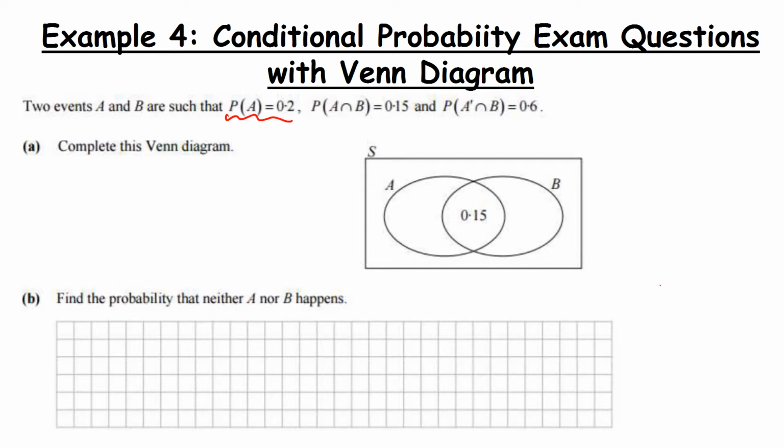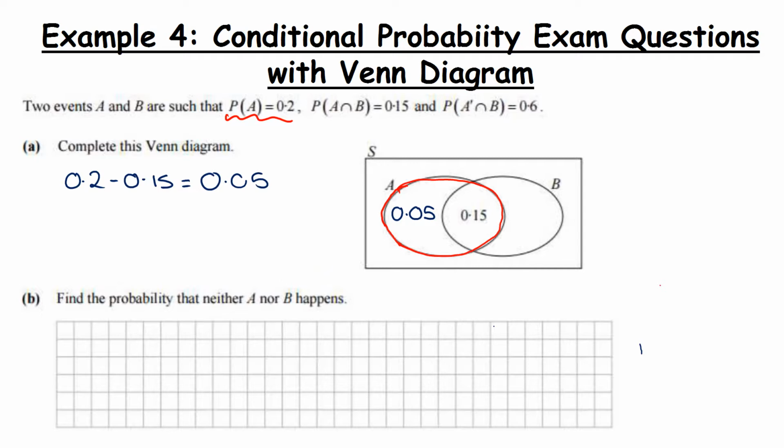They have asked us to complete the Venn diagrams. The first thing we're going to look at is the probability of A. So the probability of A is going to be this full circle here. That full circle already contains 0.15, so we're going to have to take that away to find out what will be left to place in the main part of A. So this is A without B, the part that is just the probability of A but not B.